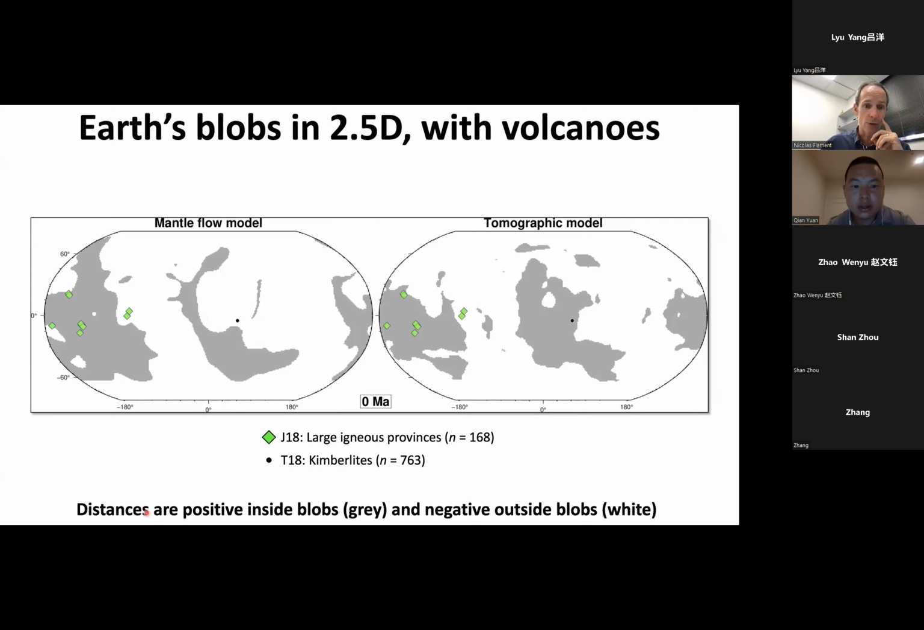When I go into actually presenting distances, and maybe I should introduce what I did. For each volcanic eruption, I measured the distance to the nearest blob. The distance was to the edge of the blob. And the distance was positive if the volcanic product was inside the blob, and negative if it was outside the blob. So let's take a look at this.